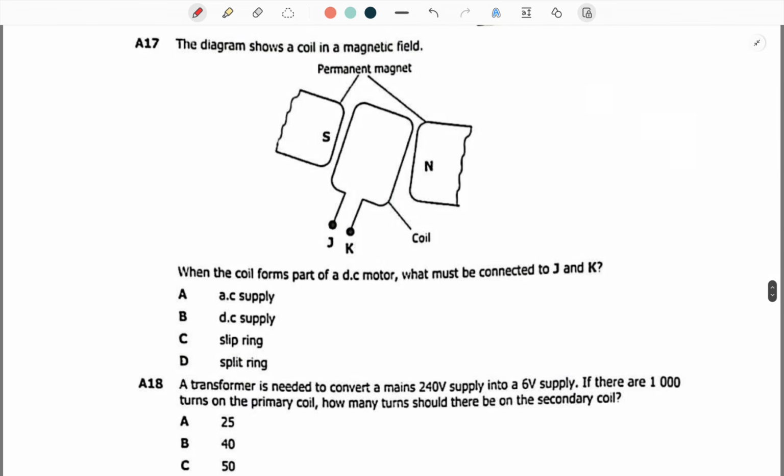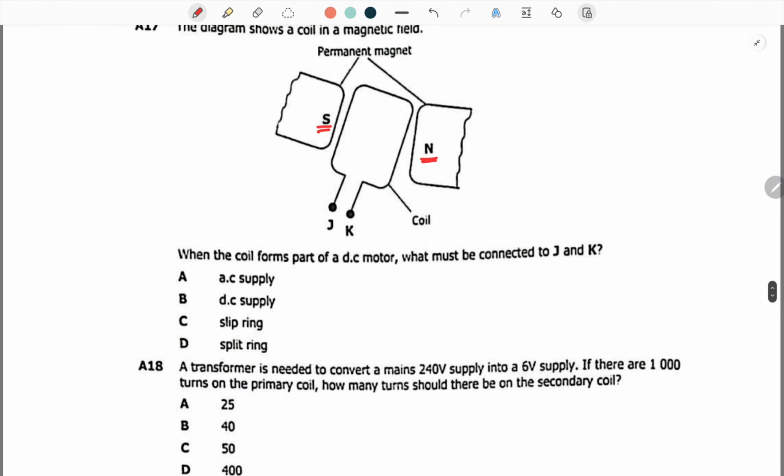The diagram shows a coil in a magnetic field. So I have a magnetic field. So this, of course, is our south, this is our north. We have J and K. When the coil forms part of a DC motor, what must be connected to J and K?